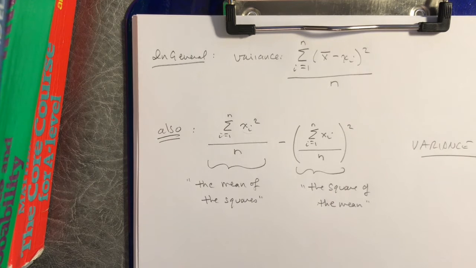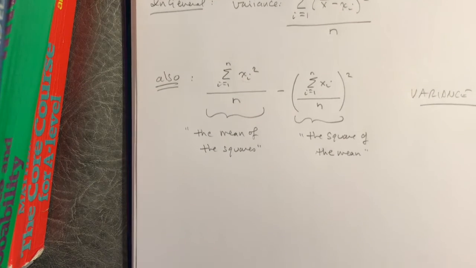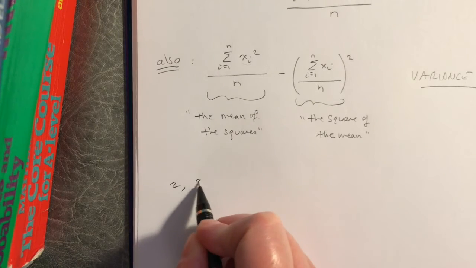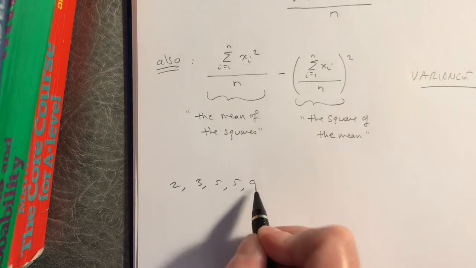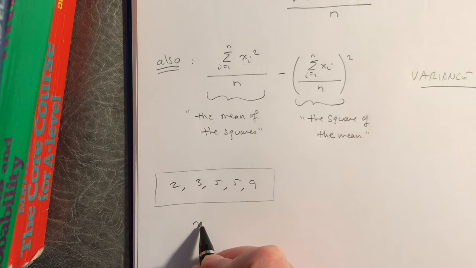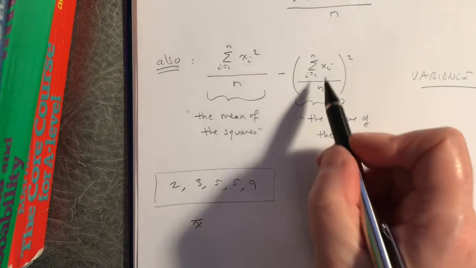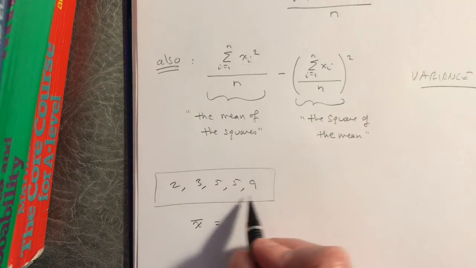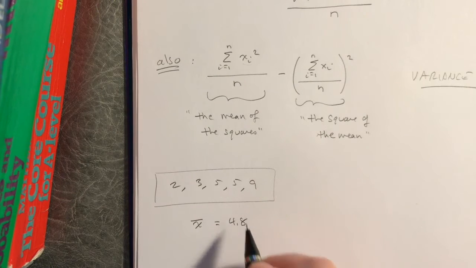Okay, so with our numbers, the way that we'd mess with this is we'd say, okay, so we have our 2, our 3, our 5, and our 9. That was the data we started with. Well, I can get my hands on x bar. That's the mean. Add them up and divide by 5, and that came out as 4.8. We did that previously.